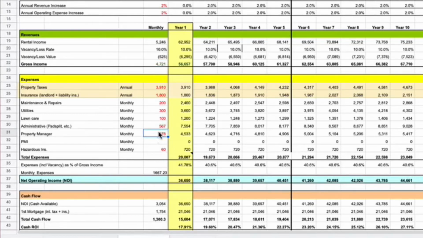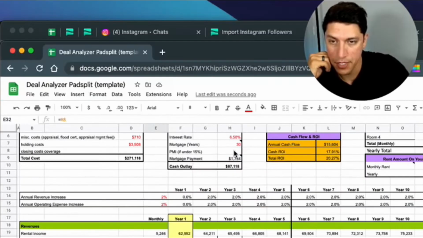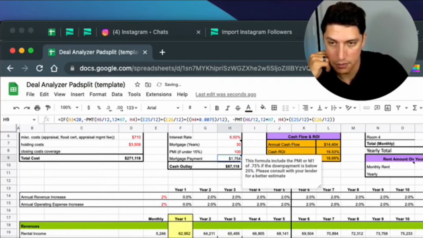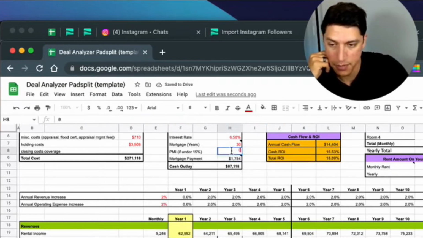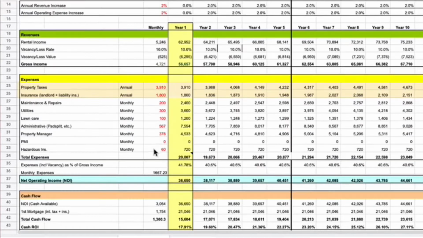So your property manager takes 8%. That's standard. I think that's a good one. PMI. So if you were to add PMI here, then that would get added down there. But if there's no PMI, then you put that away. Hazard insurance for us, we have to pay like $60 a month too.